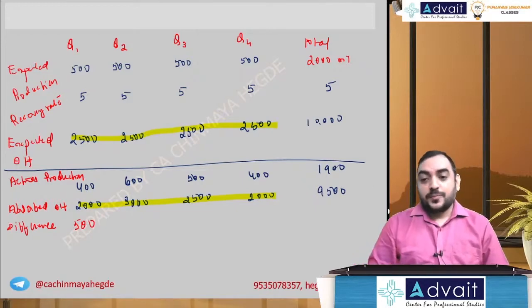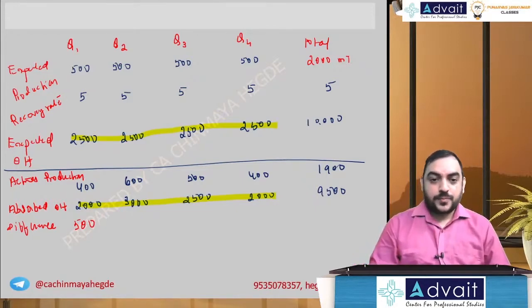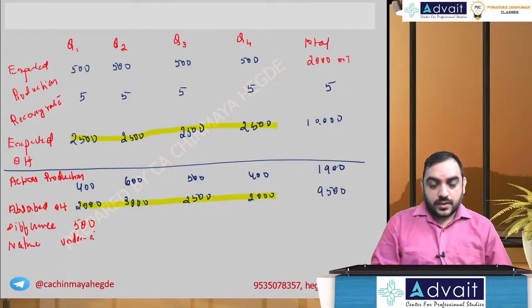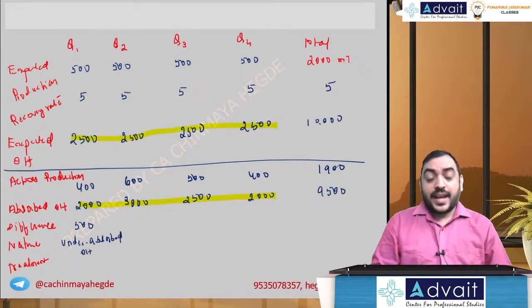Okay, it's called as under absorbed overheads. Nature: it is under absorbed overheads. And what is the treatment? So difference is 500. It's called as under absorbed overheads. Hope you understand my handwriting. Under absorbed overheads. And treatment.